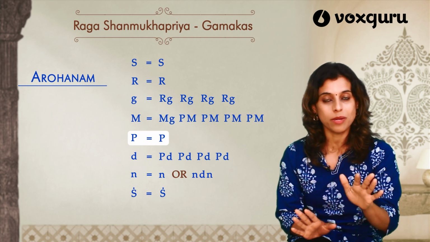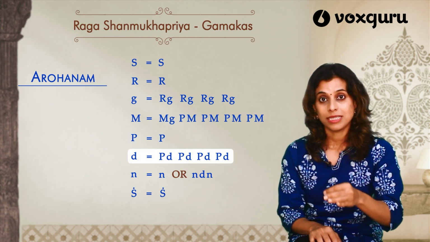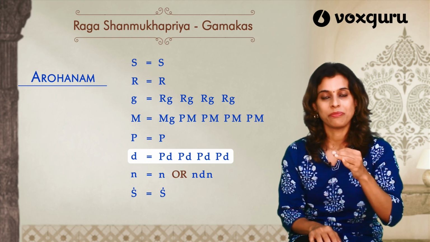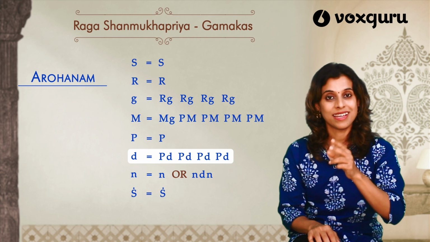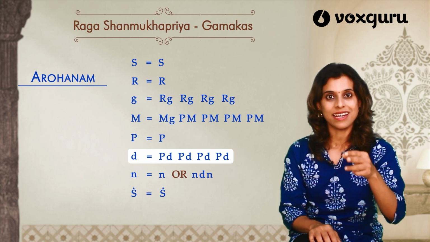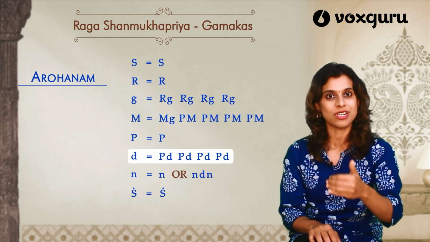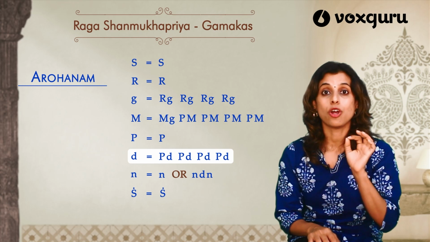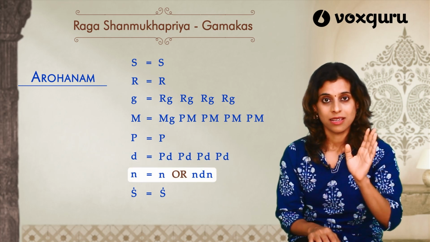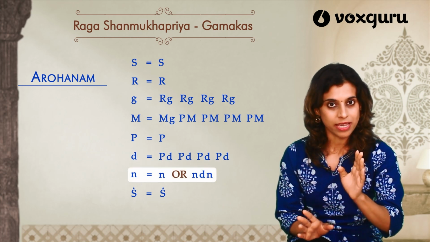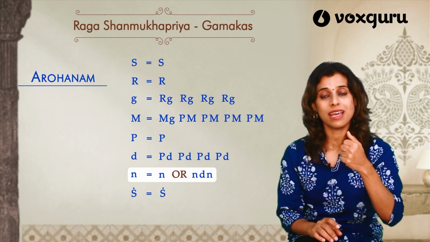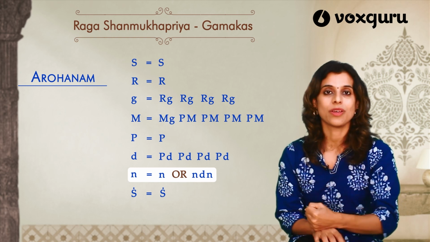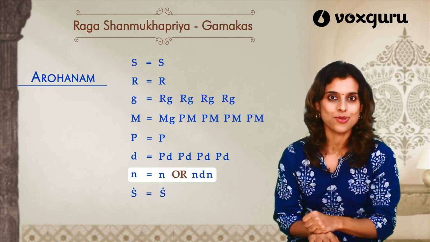Pa. That's totally plain. Then da. Da. So what's happening here? Pada, pada, pada, pada, da. So it is a smooth oscillation between pa and da. And then moving on to ni, ni. So either we can sing it plain like that, or we can sing ni, ni da ni, ni. Okay. So either of the versions is okay.